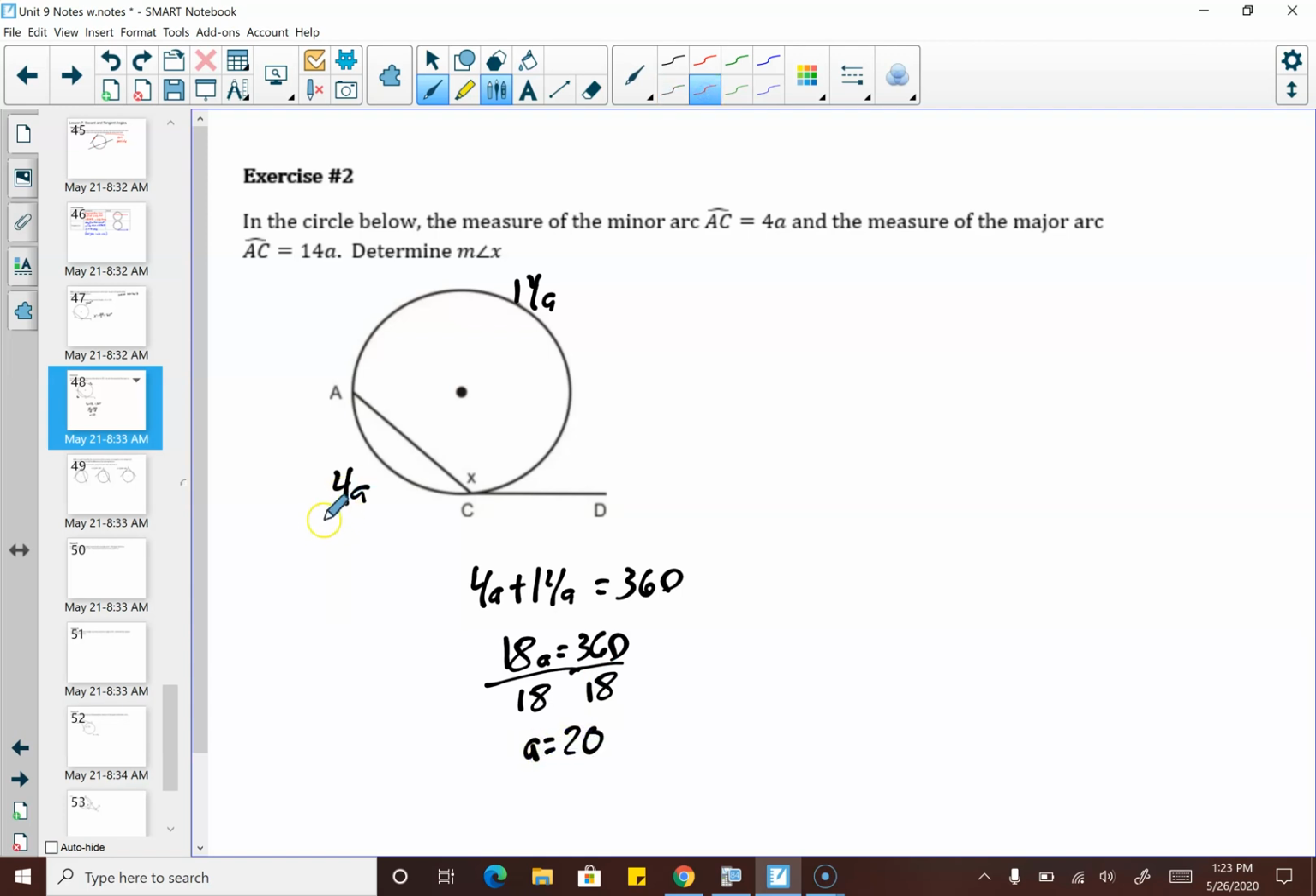So what does that leave us here? 4A is then 4 times 20, which is 80, and 14A is 14 times 20, which is 280. All right. So now if we look, X is going to be half of 280, which is going to be 140 degrees. All right. So like I said, it kind of looks a little bit like an inscribed angle and actually acts exactly the same way.